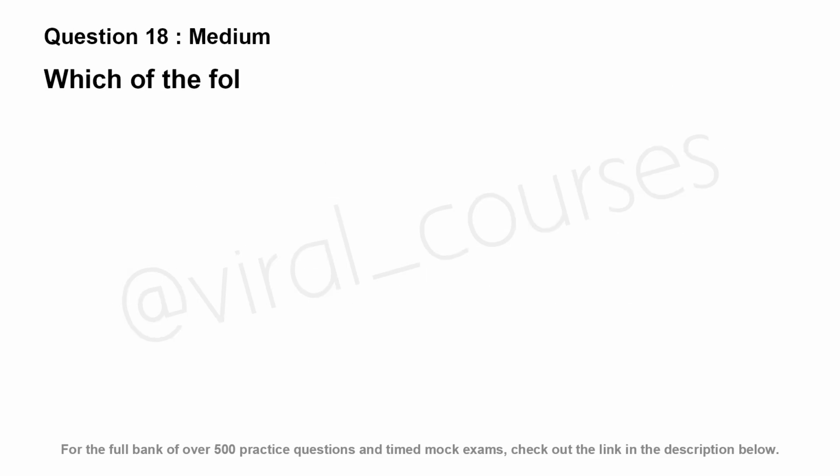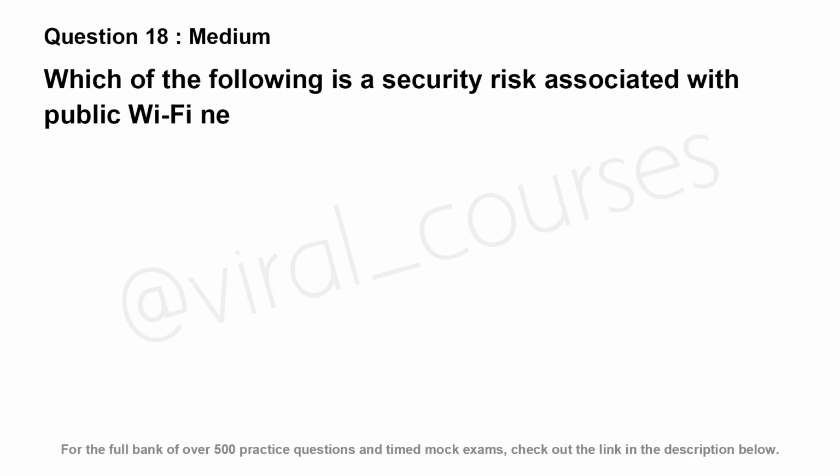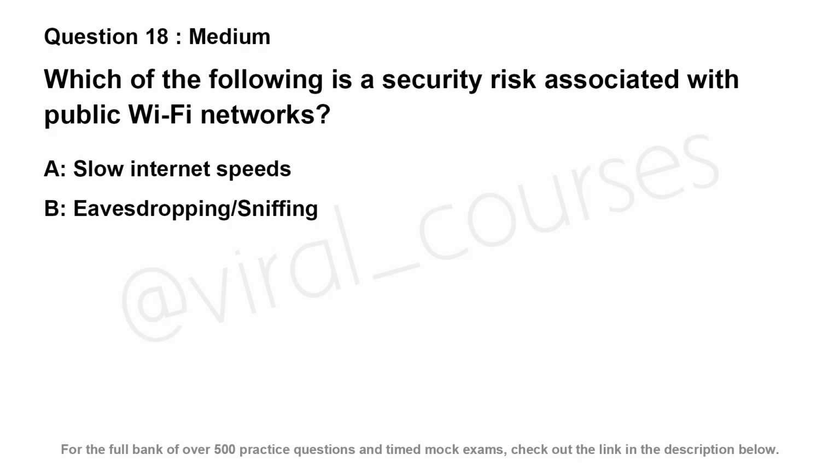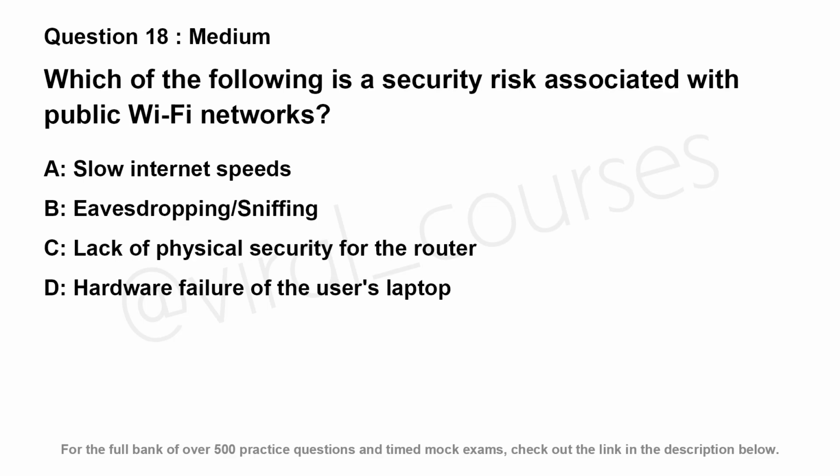Which of the following is a security risk associated with public Wi-Fi networks? Option A, slow internet speeds. Option B, eavesdropping, sniffing. Option C, lack of physical security for the router. Option D, hardware failure of the user's laptop.